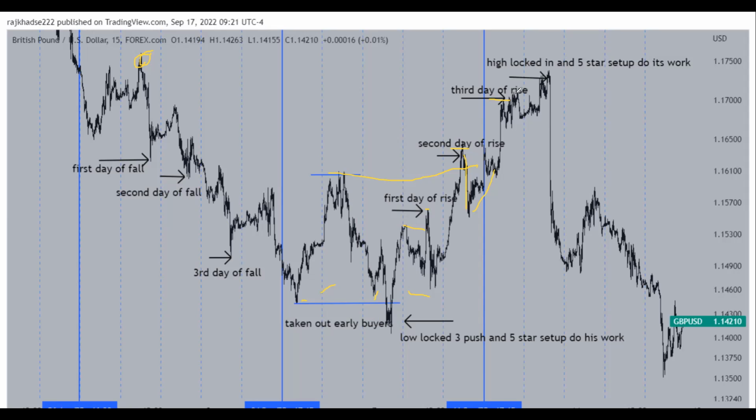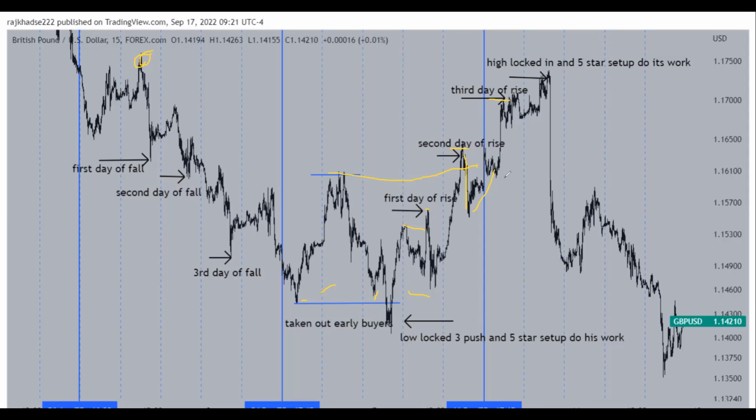Please analyze what would have been the valid entries for the 5-star setup. Okay, just wait. This meeting is going to end in 5 minutes. I will explain this day count in 5 minutes. In the next meeting, if you guys are free, I will show you all the 5-star valid setups and all the entries.